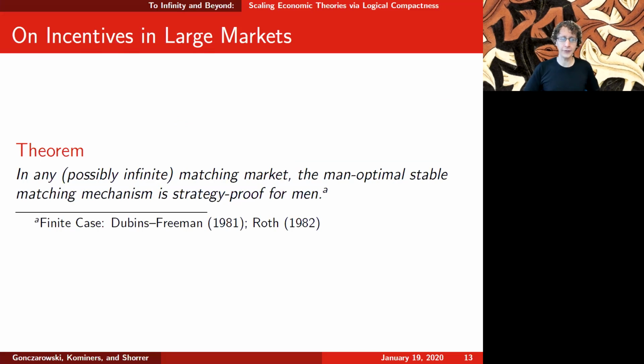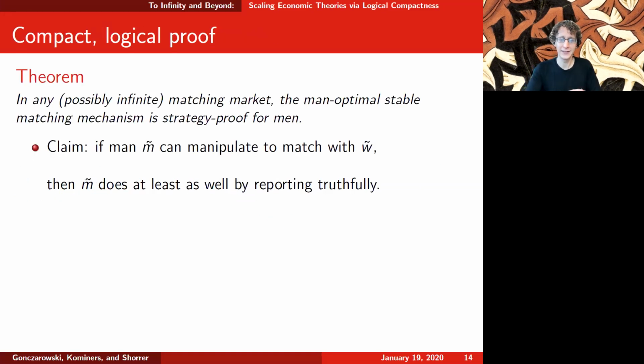So how do we get there? Like before, we're going to be invoking the finite market result, which is Dubins, Freedman, and Roth: in any possibly infinite matching market, the man-optimal stable matching mechanism is going to be strategy-proof for the men. This feels very far from an existence result, but we're going to convert it into something a little bit more like an existence result.